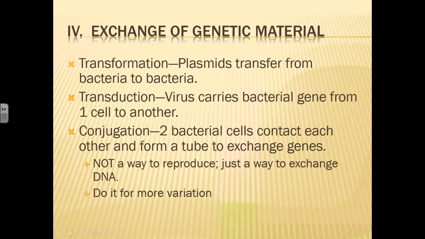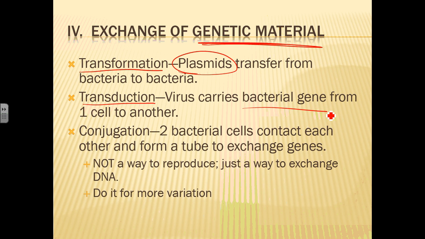This is where I want to really elaborate: how bacteria can exchange genetic material, because they can, even though they're asexual reproducers. One way is transformation. This is where you have a plasmid, and the plasmid has extra DNA that can be exchanged between bacteria. Transduction is when a virus carries a bacterial gene from one cell to another, picks one up in one cell and drops it off in another. Conjugation is when two bacteria get close together and form a conjugation tube and exchange DNA.